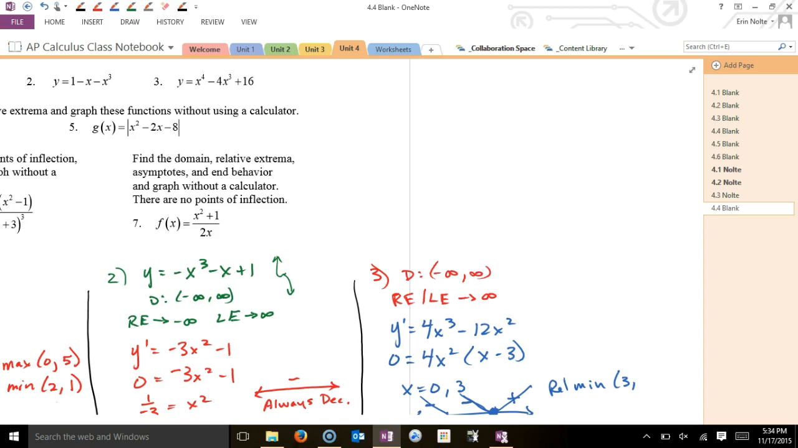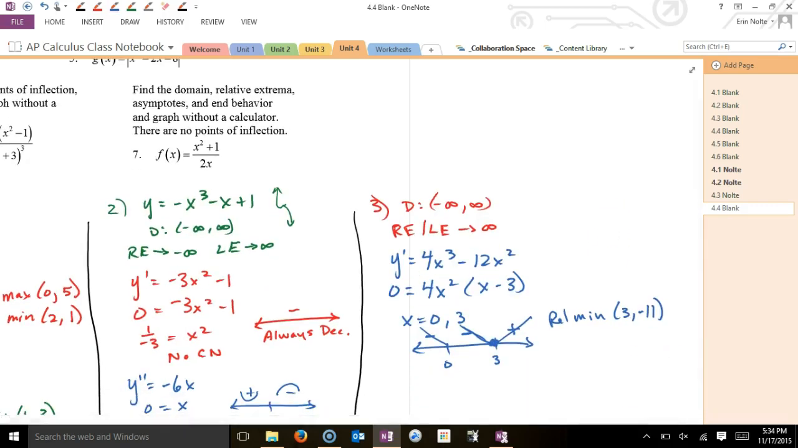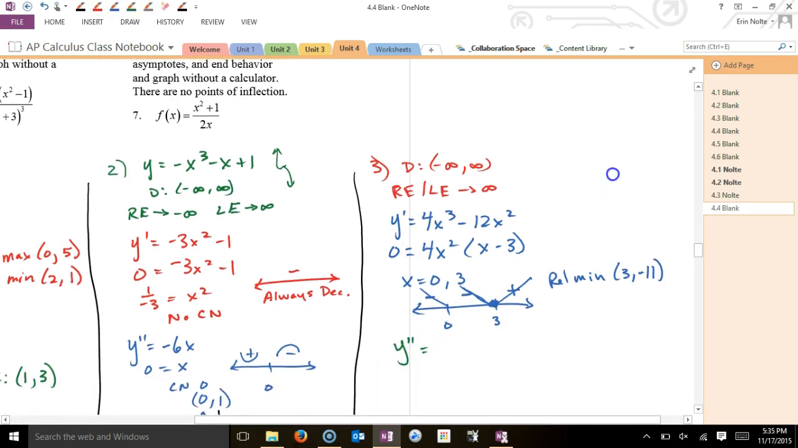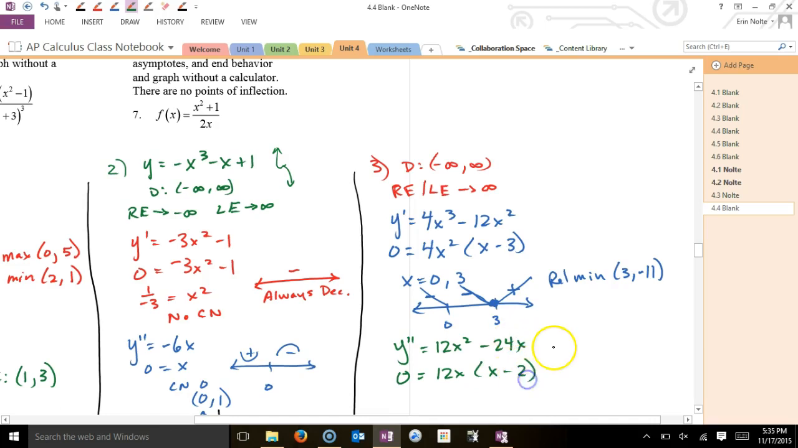Three to the 4th minus 4 times 3 to the 3rd plus 16. -11. Okay. So I'm guessing this right here is going to be some kind of point of inflection. Let's see if we're right. Second derivative would be 12x squared minus 24x. If I set that equal to 0, I can pull 12x. So I'd have x minus 2.